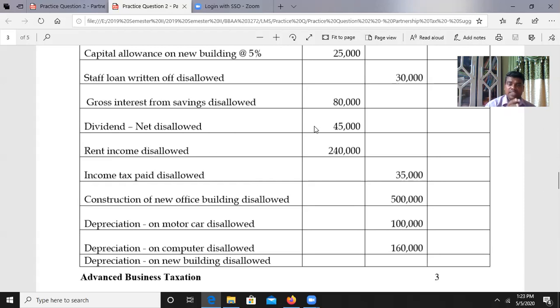If it is related, that can be allowed. If it is not related with the nature and the purpose of the business, that cannot be allowed. So rent income also cannot be allowed because it is not related with the nature and the purpose of the business. So that should be removed from the accounting profit. That's why I included it in the minus column. You can see that.